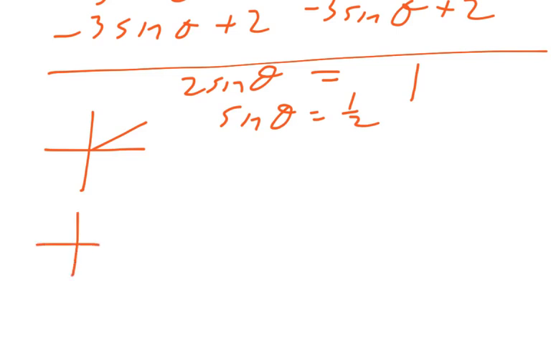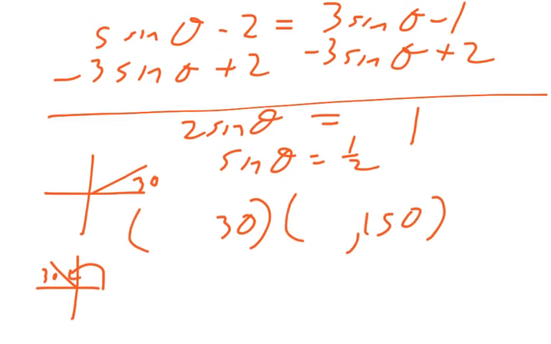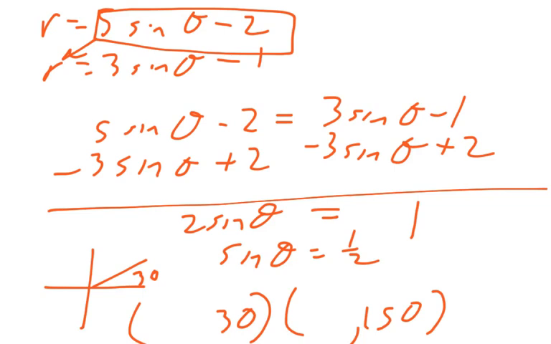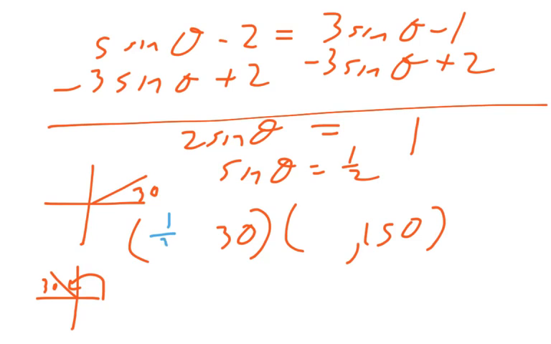That happened in the first quadrant and the second quadrant, and my reference angle is still 30 degrees. So theta equals 30 degrees, or theta equals 150 degrees. So when I plug in this problem, 1/2 goes in here, so I got 5 times 1/2 minus 2, which turns out to be 1/2 for r. And I will do the second page of the review on the next video.